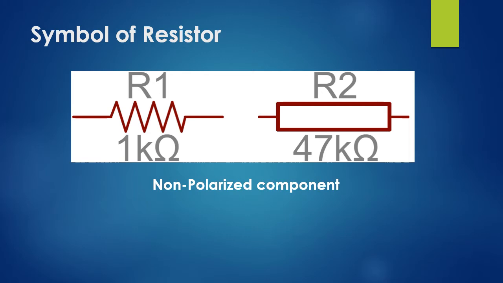For resistors, the name and value are given. The name is given by the capital letter R followed by a number like 1, 2, 3, and also for the resistor it is necessary to write its value. If you observe, R1 has a value of 1 kilo ohm and R2 has a value of 47 kilo ohm. Both these schematic symbols are used in electronic circuits. So remember, a resistor has two terminals which can be connected in the circuit, and it is a non-polarized component.